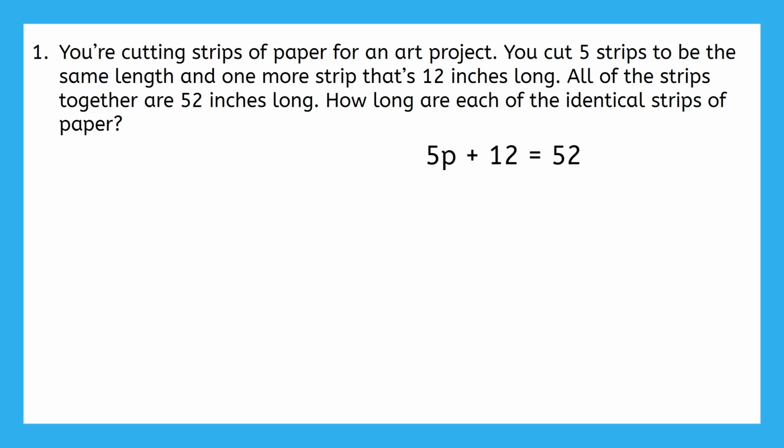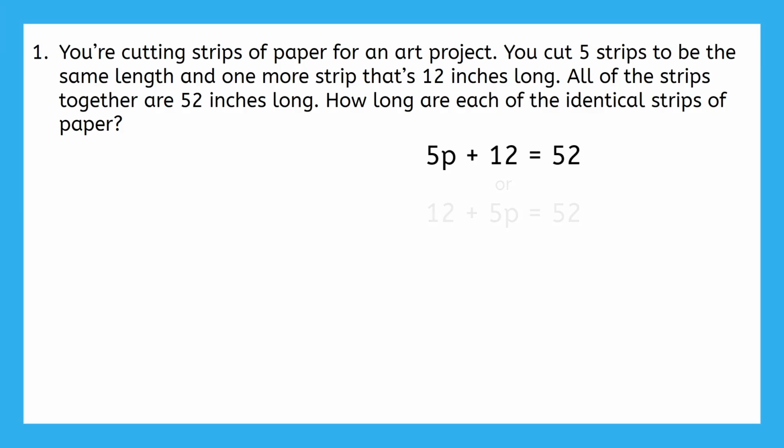Hey, we've seen equations like this one before. It's a 2-step equation. It represents 5 strips of the same length, p, plus one more strip that measures 12 inches, making 52 inches of paper in total. You could also write it as 12 plus 5p equals 52. It's all up to you. As long as the 5 is multiplied by the variable and the 12 is added separately to make 52, either order works.